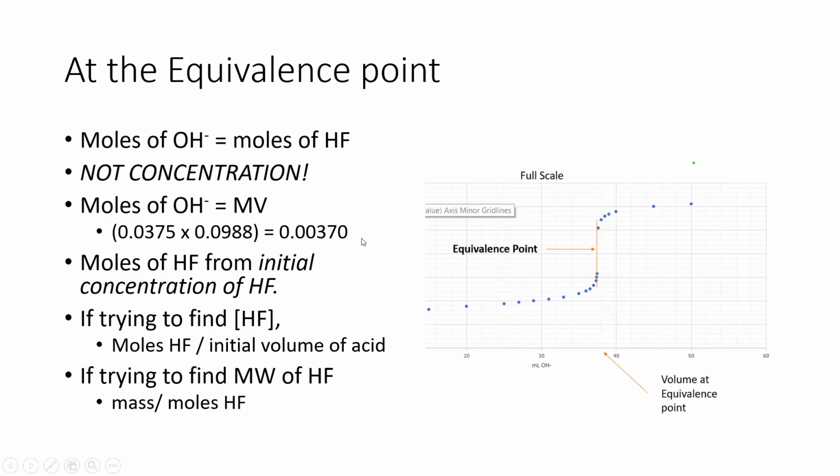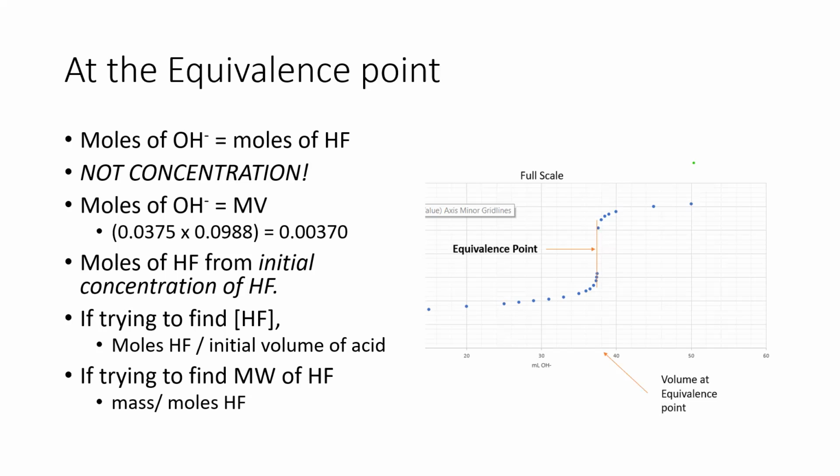0.00370 moles of hydroxide. And the reason I want to know how many moles of hydroxide is that is equivalent to the moles of the acid, the HF in this case. Now, this is the moles of HF from the initial concentration, from what was first put into the flask or the beaker that we were doing our titration with. How many moles of the acid were in there?